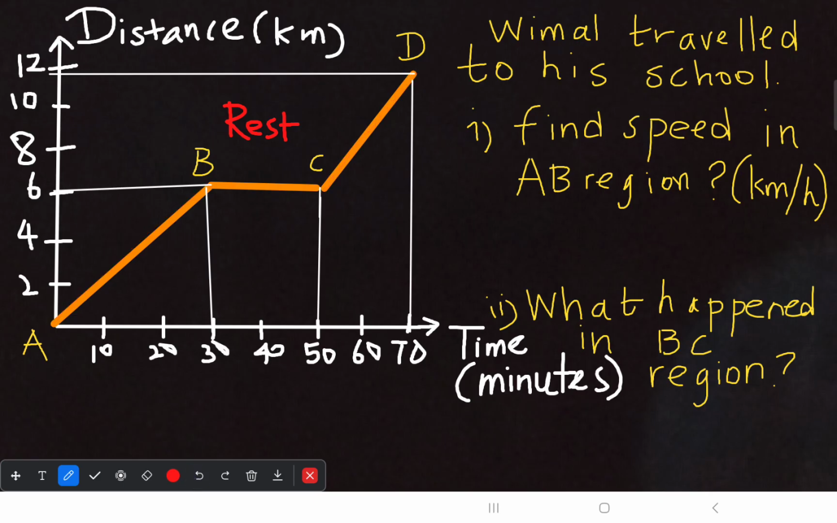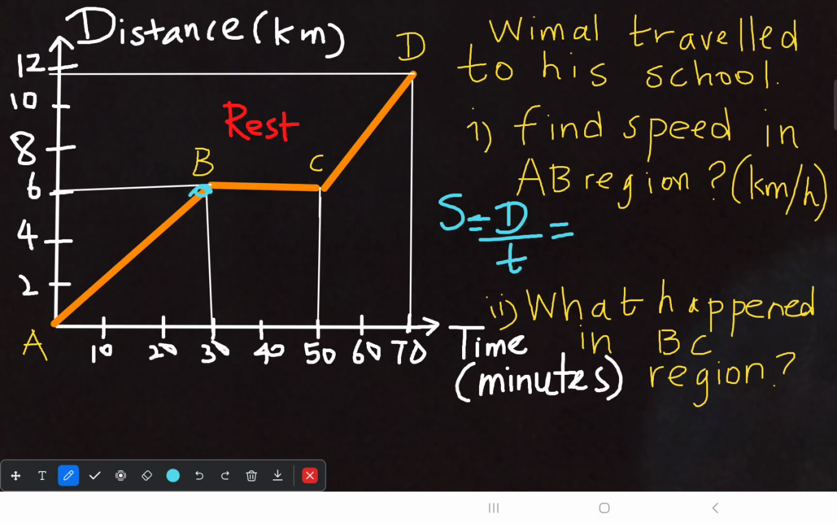We will analyze that in the questions. Then we will think about the question. Find speed in AB region. In the AB region we have to find speed. To find speed, distance upon time. In this region you can select any point. You can select any point in this AB region to get the speed. I'll select this point.